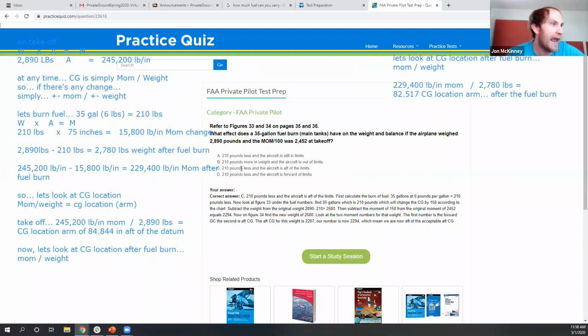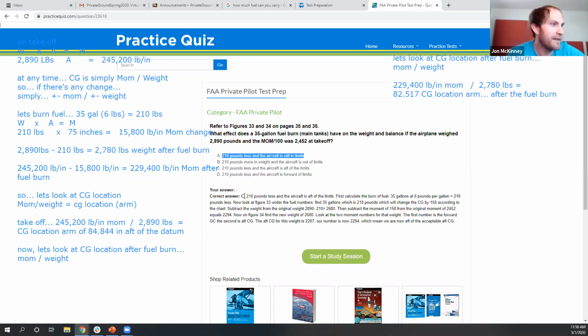So we have answer choice A. We've lost 210 pounds and the aircraft is still within limits. That sounds pretty tempting. B, 210 pounds more. What? How do we gain weight? We burned fuel. We lost weight. I don't like answer choice B. C, 210 pounds less and the aircraft is aft of limits. They said that's the correct answer, but I don't know if that's what I got. D, 210 pounds less and the aircraft is forward of limits. I'd be really tempted to click A. Maybe I screwed something up.